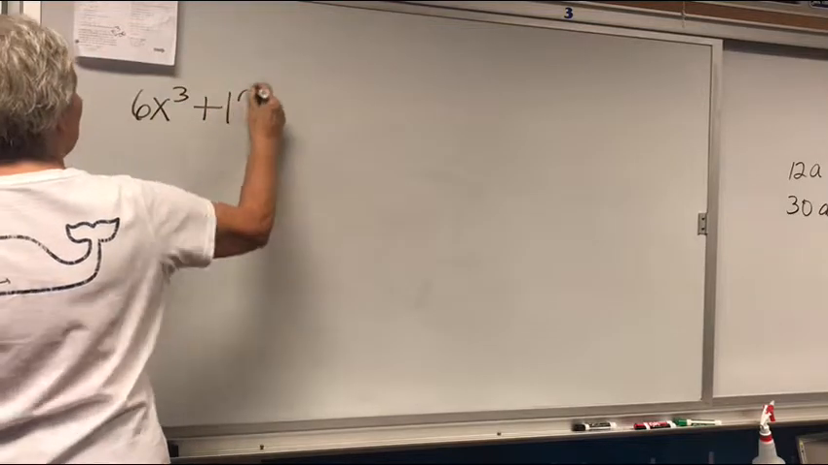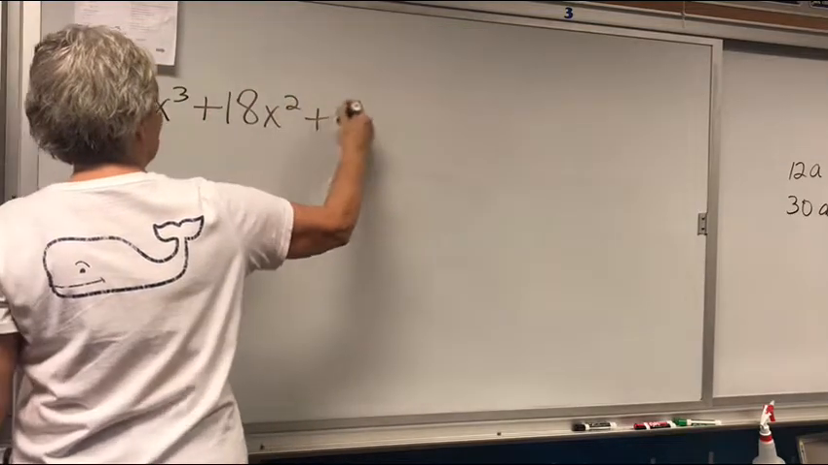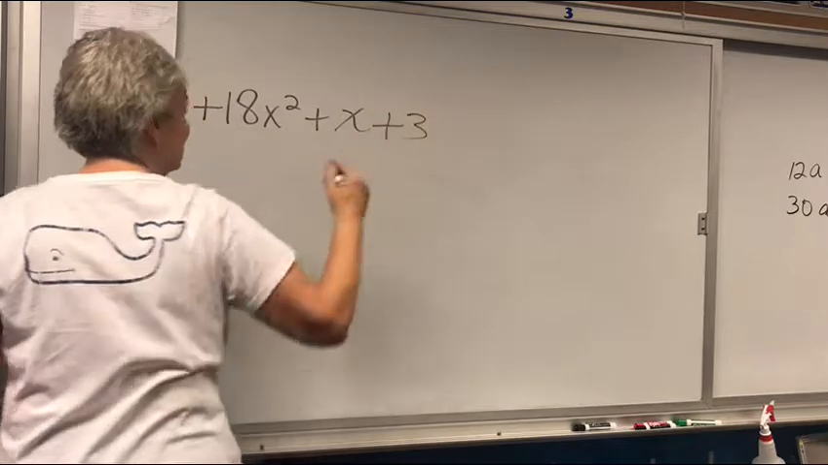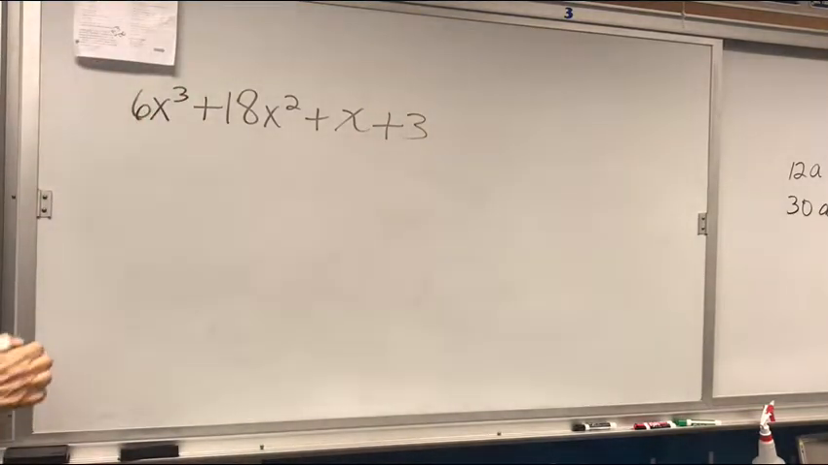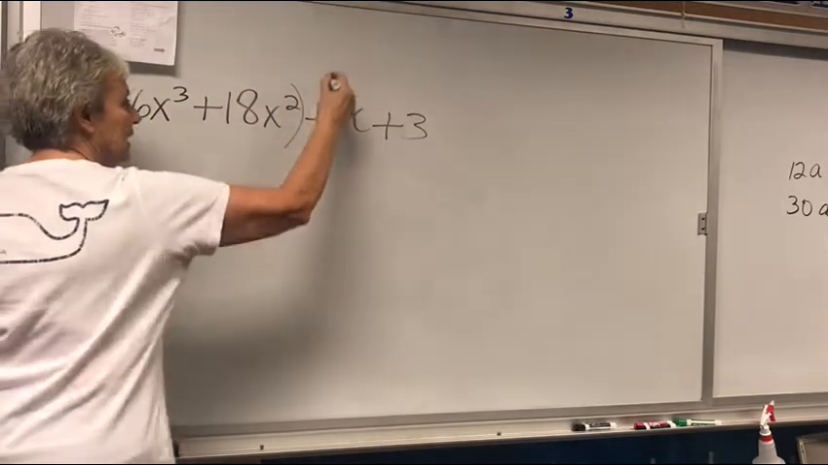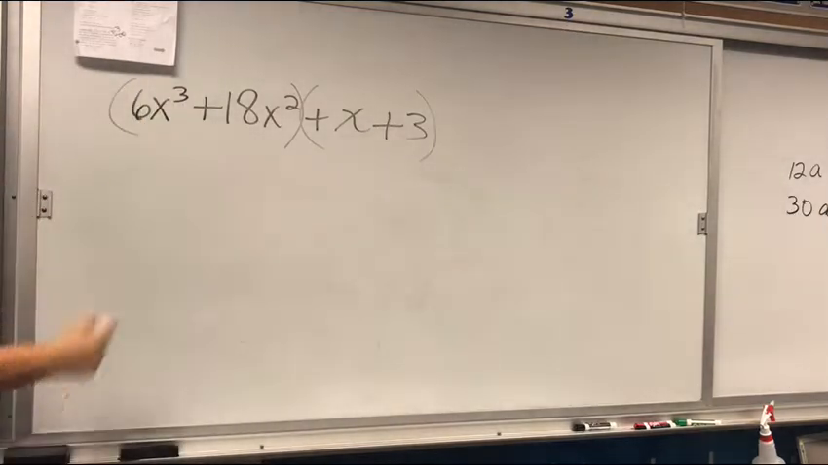6x cubed, 18x squared, plus x plus 3. Now this is a little weird, what happens. Group it, group it. Greatest common factor.